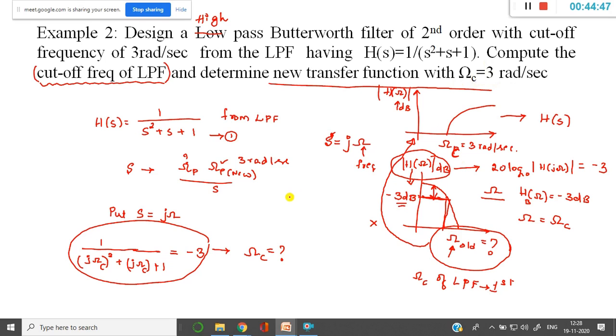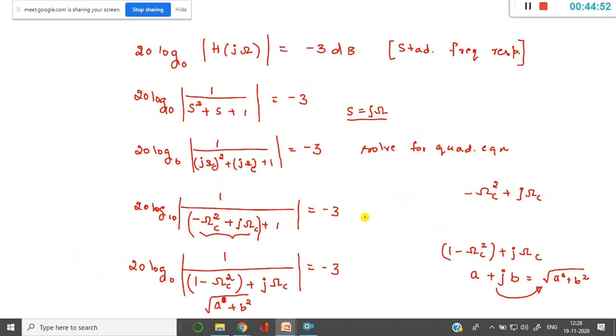In this case, omega is equal to 3 radian per second. So we know that. How do we write the equation all the time? For any filter design, if this is my frequency response, how do we write this? This is always like 20 log of H of j omega equal to -3. This is the standard format that we follow. And H of j omega or H of s, both are the same, right? And H of s is given. What is that H of s? H of s is 1 by s square plus s plus 1. This is given by the problem statement.